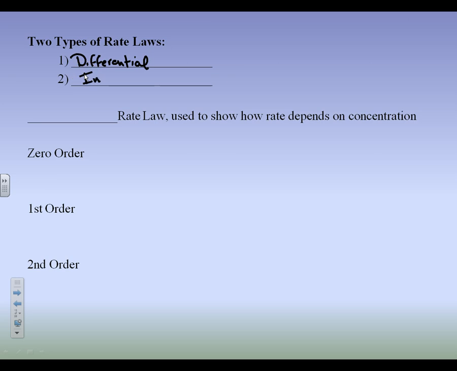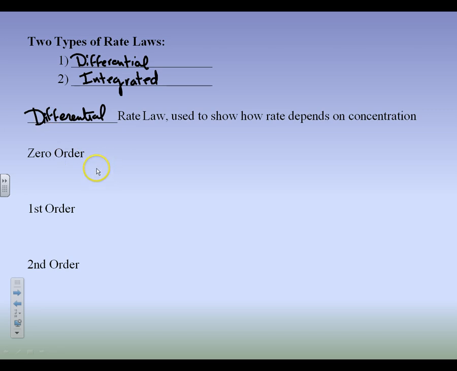And the other one is the integrated rate law. And if you're in calculus, those two words should sound very familiar to you. But like I said before, the good news is you don't actually have to use the calculus. You just got to know that it's a really good thing, and this is what it's based on. So the differential rate law is what we're going to focus on first here. Differential rate law is used to show how rate depends on concentration.